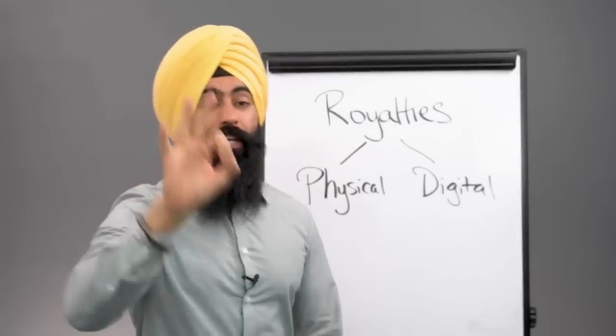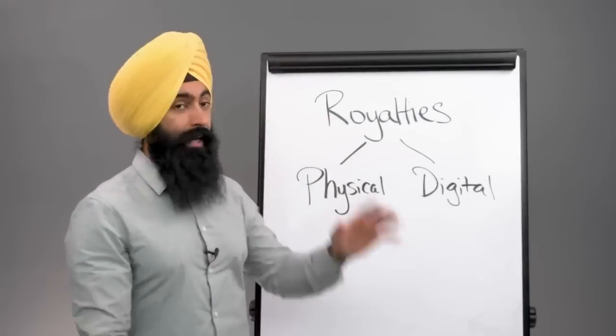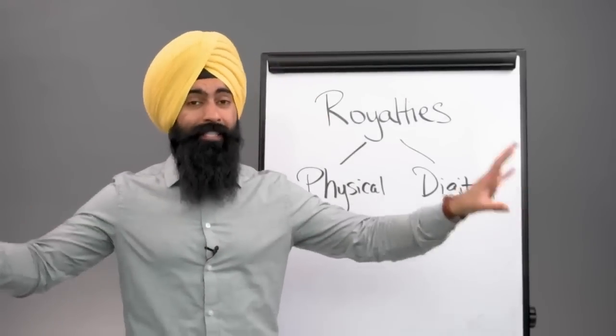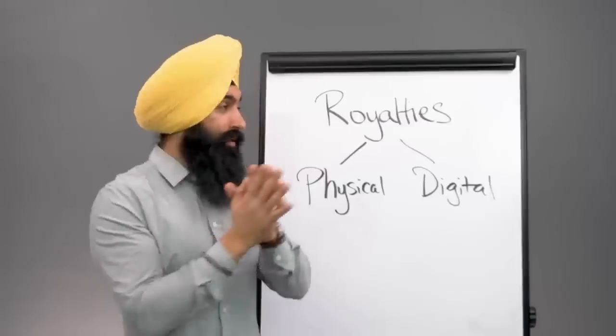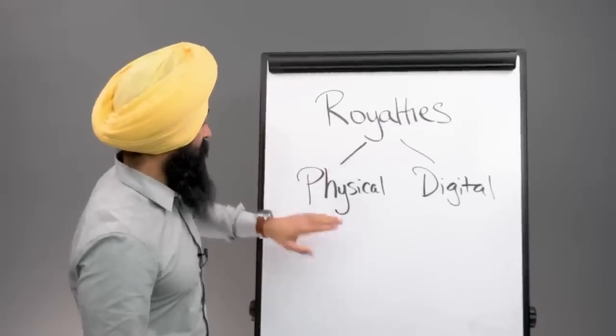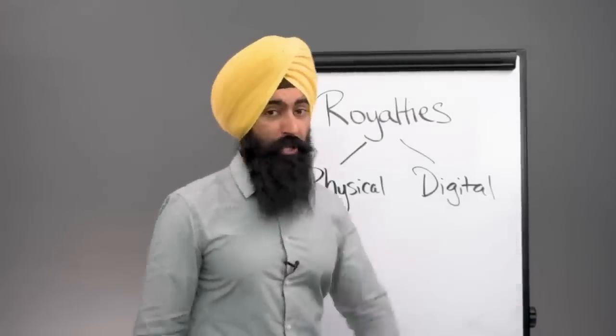The third way that you can generate cash flow is through royalties. And again, this can be somewhere between active and passive depending on how you build it. And there's 2 ways to generate these types of royalties. One is through physical products, one is through digital products.